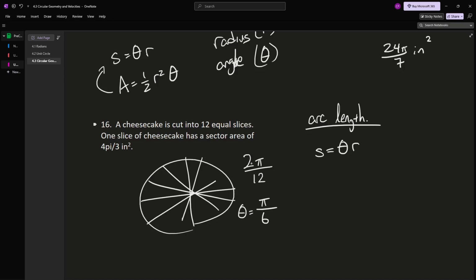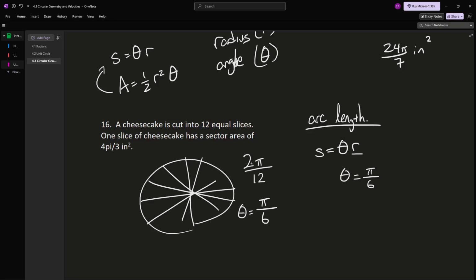So this is a key thing we want to watch out for. If I see something that has equal slices, we should immediately think, oh, I can find theta because it's being cut into equal slices. So that's a little hint that we could have. So I know my theta equals pi over 6. Now I need to find r, my radius. A cheesecake is cut into 12 equal slices. I got everything I could out of that.